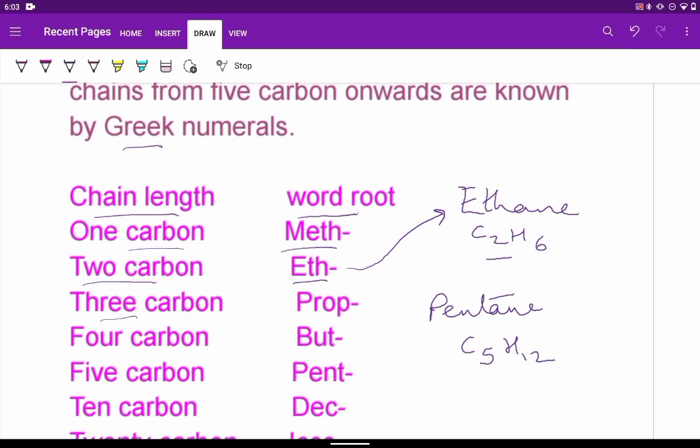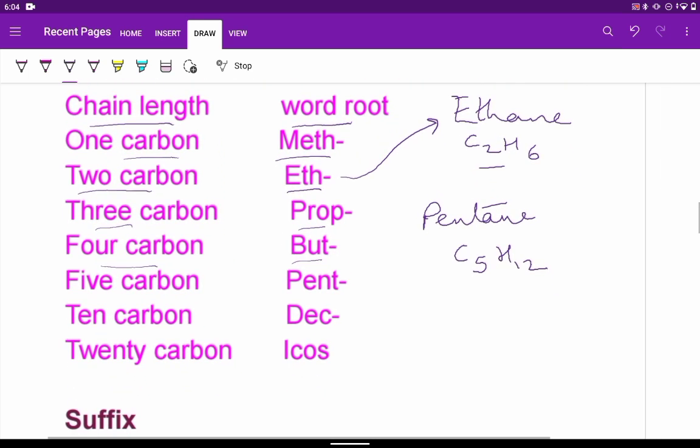If there are 3 carbons, the word root will be prop. For 4 carbons, the word root is but, like in the case of butane. From the word only we can understand there must be 4 carbons present. From 5 carbons onwards, 5 carbon is pentane, 6 carbon is hexane, like that. For 6 carbons, the word root will be hex.